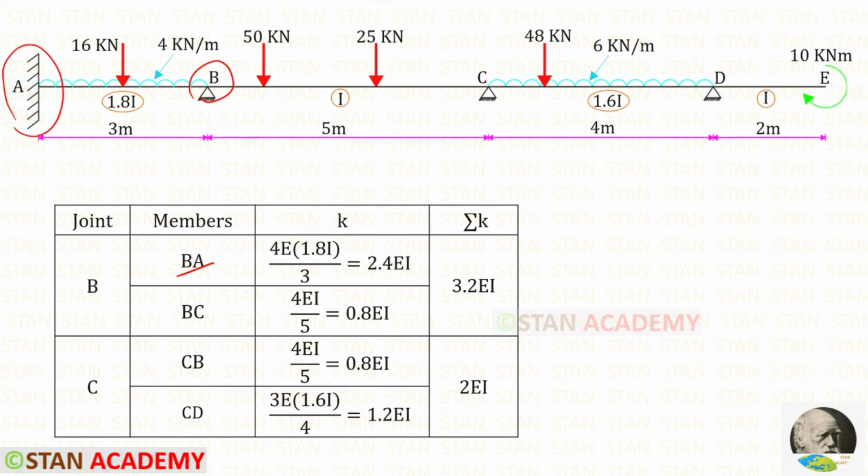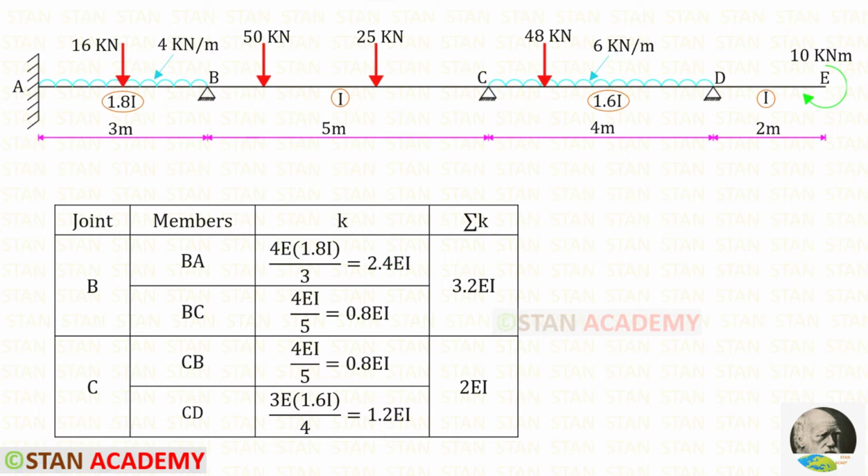At point A, there is a fixed support. If the far end is fixed, the formula is 4EI upon L. For BA, the moment of inertia is 1.8I, so instead of I, we have to apply 1.8I. Length of BA is 3. Let us apply that. For the stiffness of BA, we will get 2.4 EI.